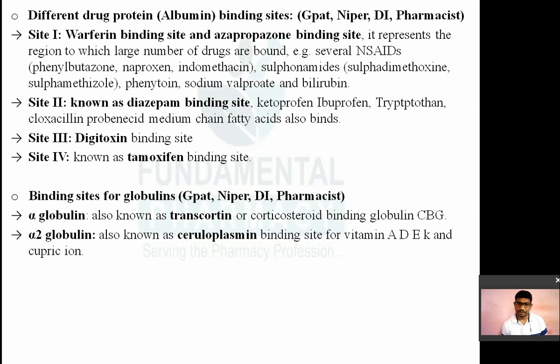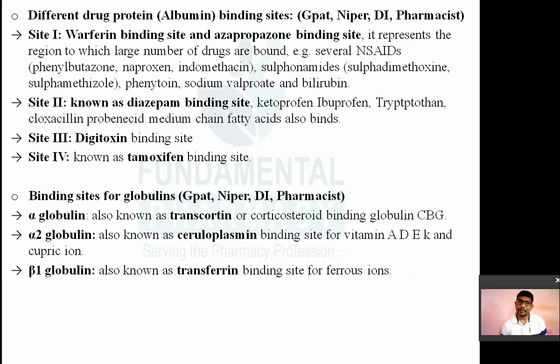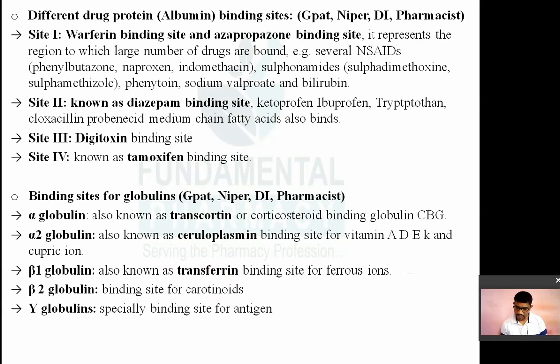Now alpha 1 globulin is known as transcortin, alpha 2 globulin is known as ceruloplasmin. Alpha 2 globulin, ceruloplasmin, is a binding site for lipid soluble vitamins like A, D, E and K and cupric ions. Remember, a question has come on this too. What is the binding site for fat soluble vitamins? That is alpha 2 globulin. Now another globulin binding site, that is beta 1 globulin. The binding site of beta 1 globulin is known as transferrin, and it is the binding site for ferrous ion. Remember.